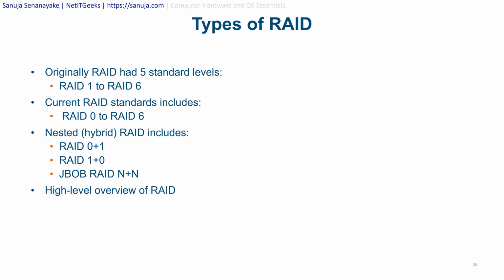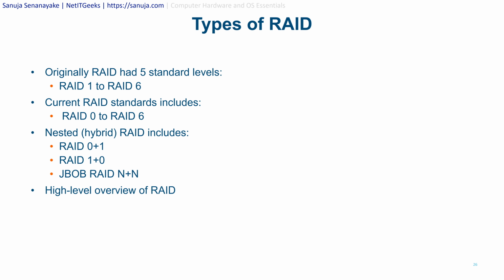So what are the types of RAID? Originally RAID had 5 standard levels that go from RAID 1 all the way to RAID 6. So the current RAID standard includes RAID 0 to RAID 6, because RAID 0 is technically not RAID. That's why the original standard didn't have RAID 0. The newer RAID versions also have something called nested or hybrid RAIDs that include RAID 0 plus 1, RAID 1 plus 0, and JBOD.